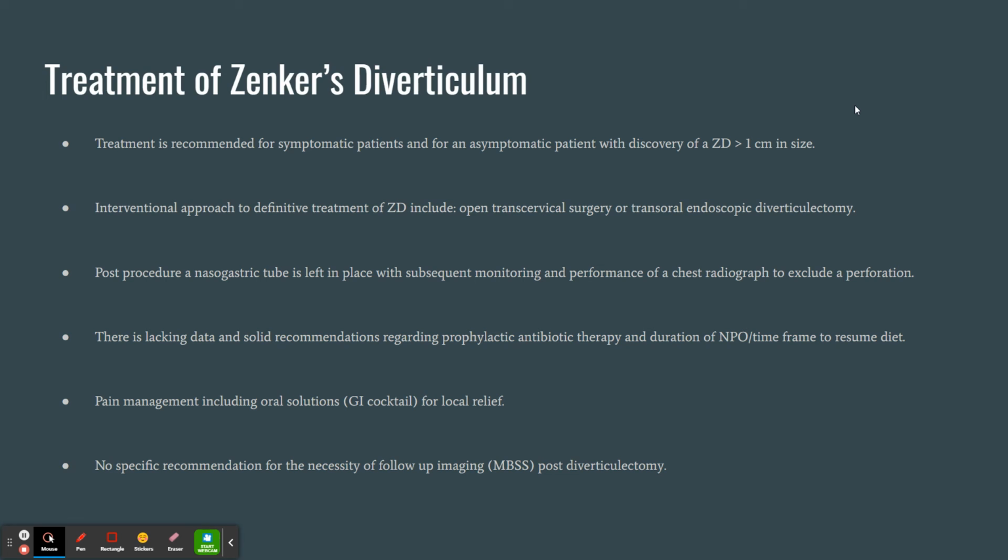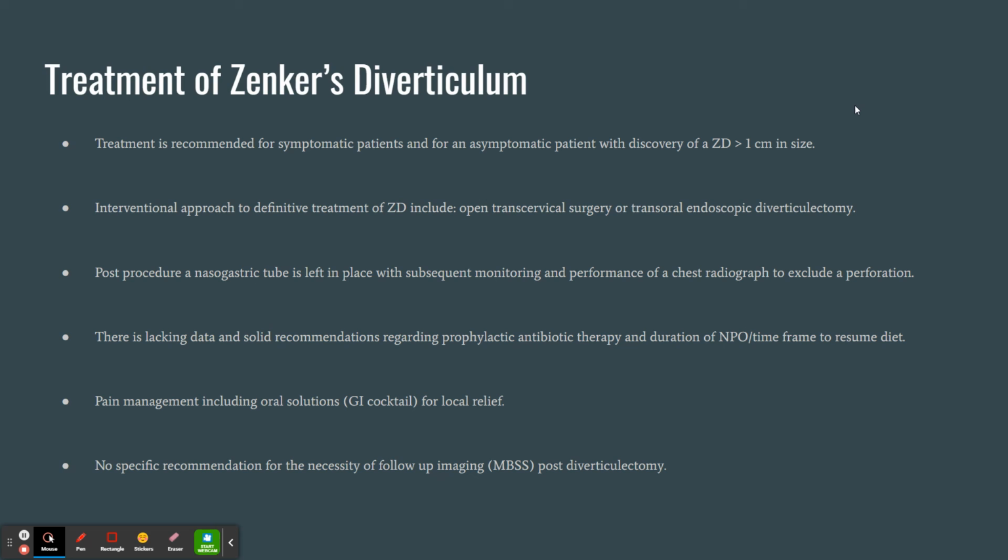Post-procedure, we often will see these patients after the time they already had their nasogastric tube removed, by the time they actually make it to the hospital. But a nasogastric tube is left in place with subsequent monitoring and performance of a chest radiograph to exclude any perforation. Typically, patients are receiving an antibiotic while over in the clinic prior to arriving to the hospital. And at times in the past, we've seen patients that get subsequent doses of either IV or going home on oral antibiotics for this.